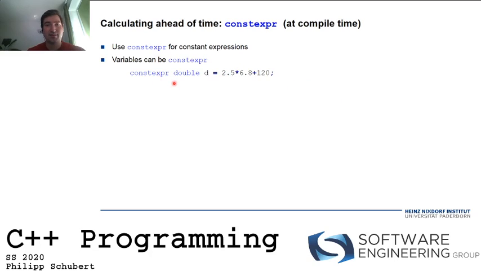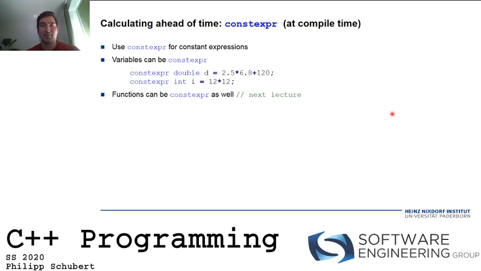And if you make it a constexpr variable here, the compiler will try to evaluate that at compile time. And then in your final binary, you have that variable d, and it's already initialized with the final value that would be the result of that computation. So you compute it ahead of time in the compilation step, so to say. You could also have constexpr int, which you initialize to 12 times 12, and 12 times 12 would also be evaluated at compile time. You can also have functions declared as constexpr functions.